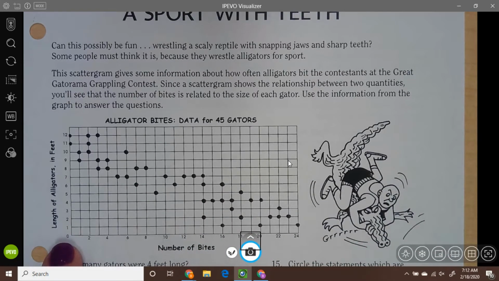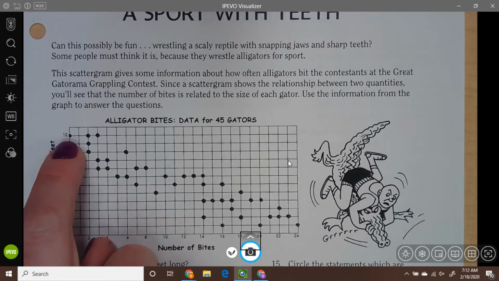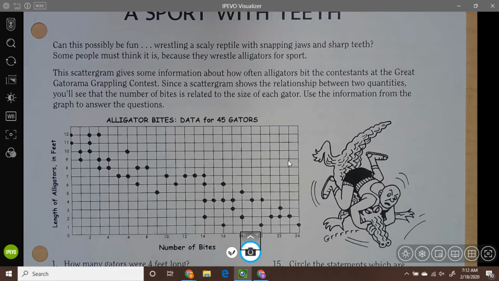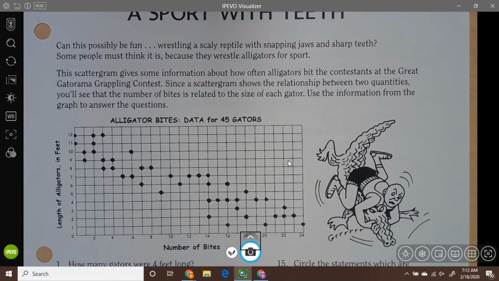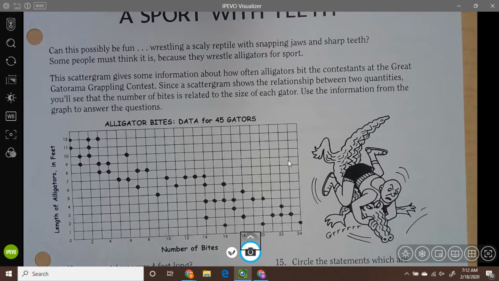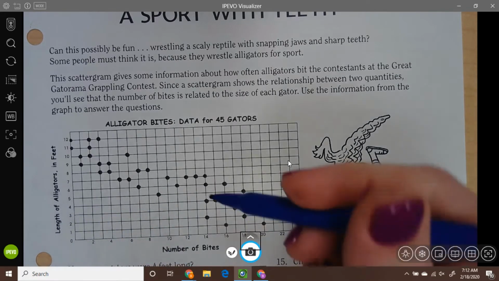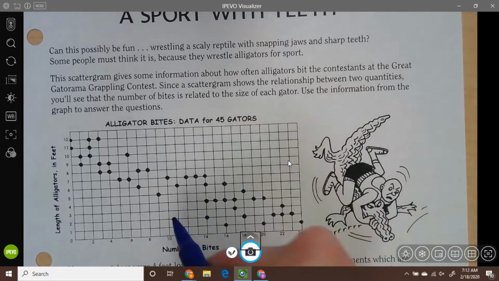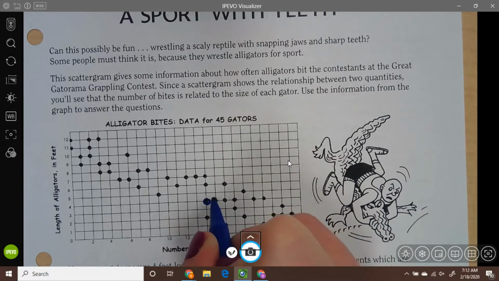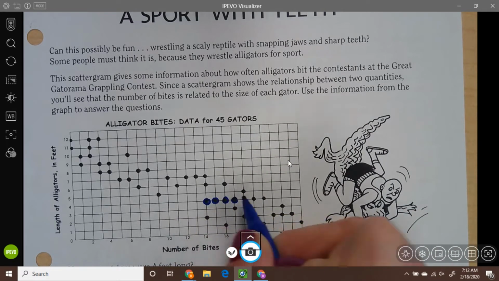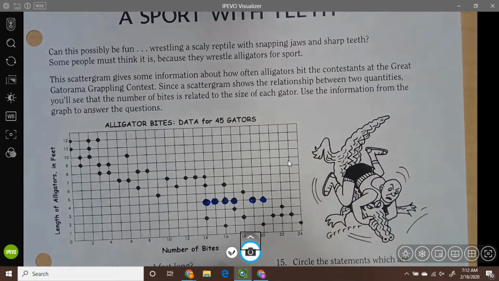Whereas this one would be 0 bites on an 11-foot alligator. Okay, so it says how many alligators were 4 feet long. Just go up to the 4-foot line and count the actual number of dots. So this is 1 alligator, 2, 3, 4, 5, and 6.